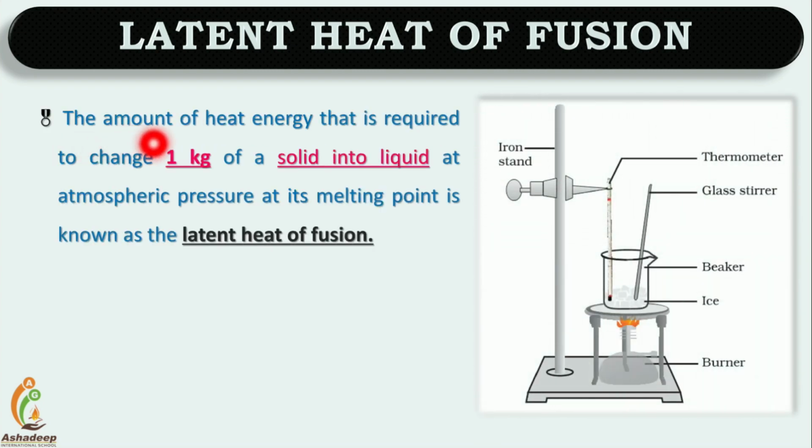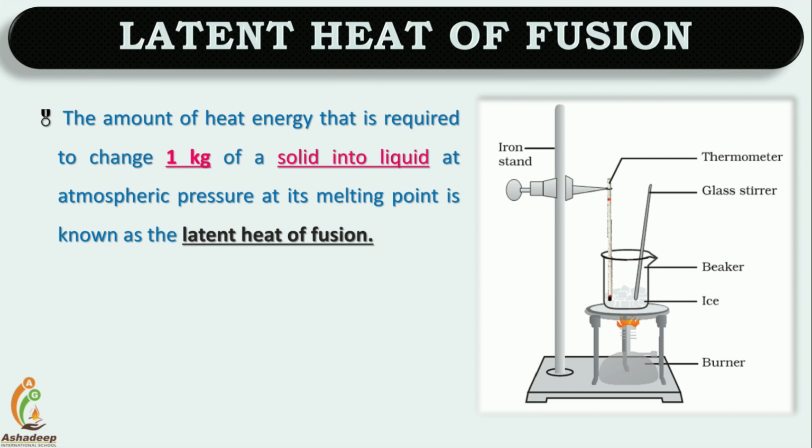The amount of heat energy that is required to change 1 kg of solid into liquid at atmospheric pressure at its melting point is known as latent heat of fusion. Now, latent heat we have already understood. That is nothing but the hidden heat. It is hidden. Now, fusion, that also we know. It is nothing but conversion of solid to liquid on heating.